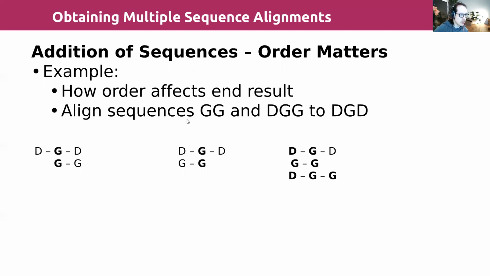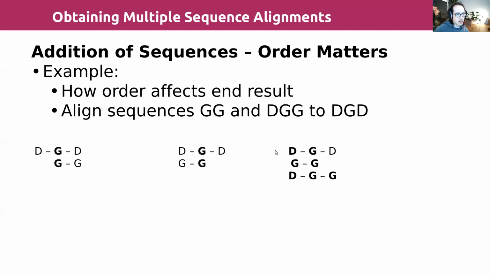So what do I mean by this? Consider the 3 sequences here: GG, DGG, and DGD, and we want to perform a multiple sequence alignment on these 3 sequences. And so let's say we do first DGD with GG. So we perform a pairwise alignment on these, and you can see that there are 2 possible places where we could put the GG that are the same. There's one mismatch here with the G and the D, and there's one mismatch here with the G and the D. So if we're just looking at these first 2 positions here, we could pick either one.